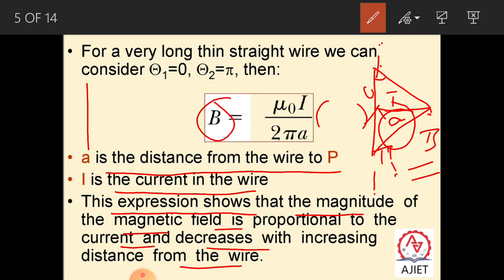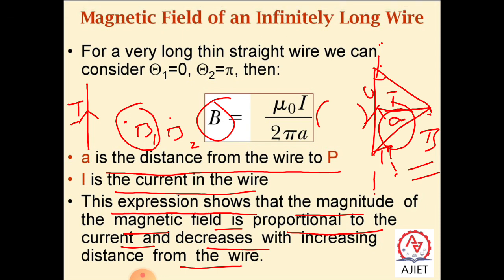Obviously, suppose this is the current carrying wire, if you take the magnetic field B, there will be a little bit higher magnetic field near it. Suppose you take the magnetic field here, let us say it is B1 and B2. So the magnetic field decreases. It is proportional to the current. So less current, less magnetic field, more current, more magnetic field, and as you move away from the straight current carrying conductor, the magnetic field goes on decreasing. Hope you have understood this one. So we can go for the next concept.